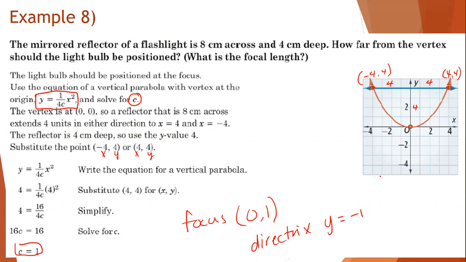So the light bulb should be at 0, 1. And that is it.